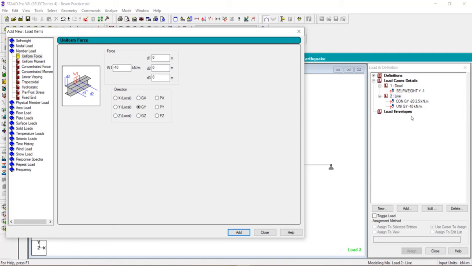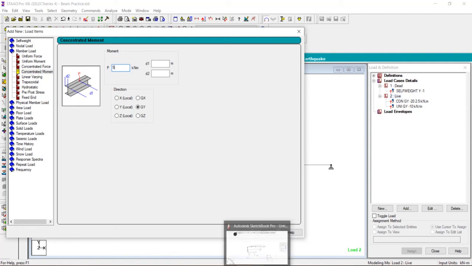The next thing that we are applying is the concentrated moment. It is not a distributed moment, it is the concentrated moment. So left click on this. The value of the concentrated moment is 5 kilonewton per meter. Let us again understand the convention of applying the moment.